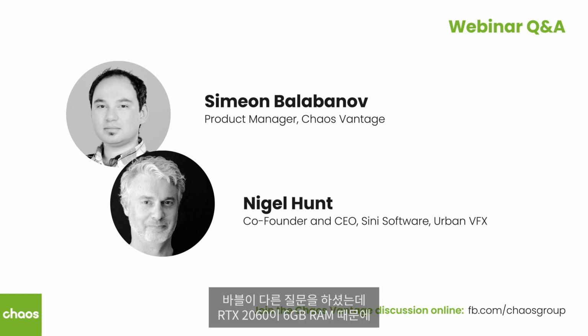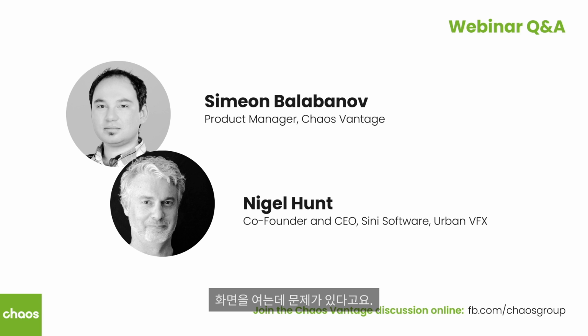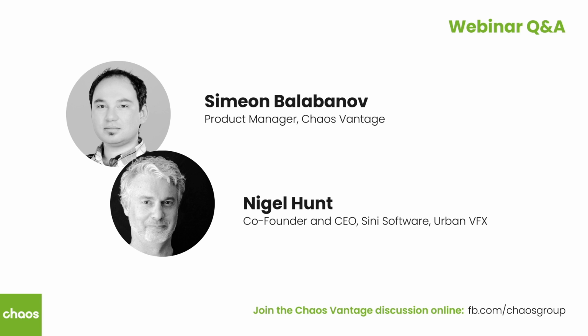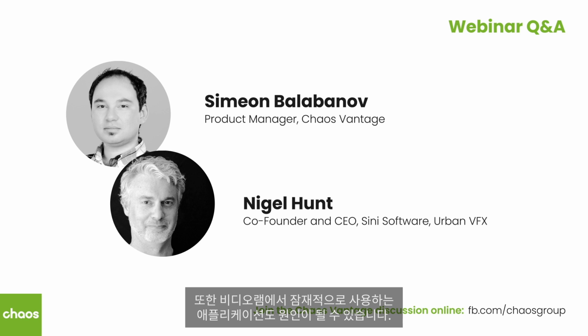Another question from Pavel: with an RTX 2060, due to only 6 GB of RAM, there is a problem opening such scenes. Yeah, we know that video RAM is a bottleneck, and we are working on ways to reduce memory consumption. As a general rule of thumb, try not using live link in such scenes, but export the Vantage scene and then close 3ds Max, because it occupies a bit of VRAM. Also, some applications could potentially eat up video RAM.